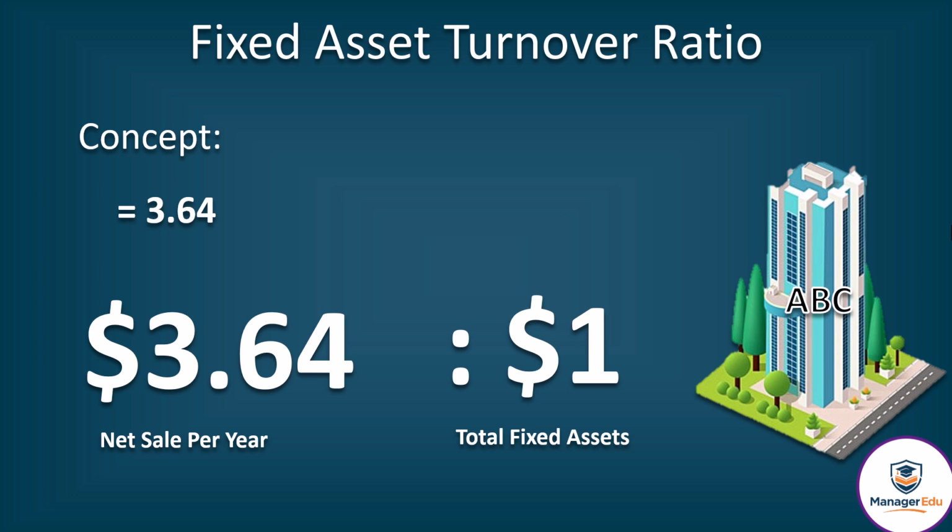In simple words, it shows the relationship between total fixed assets and the sales generated from using those assets. So we can compare this ratio year by year to see in which year the company performed better in generating sales relative to its fixed assets. That's all about the fixed asset turnover ratio.